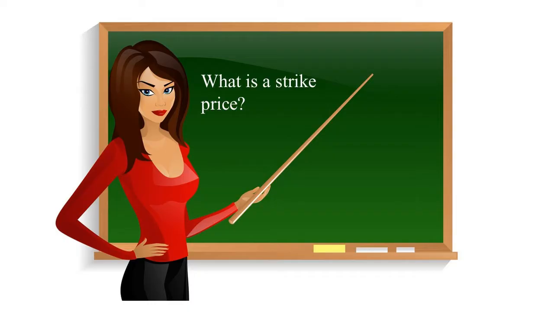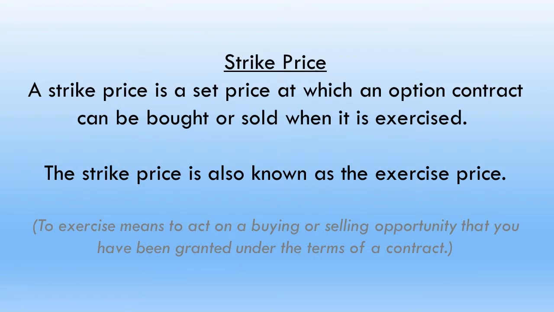Now, what is a strike price? A strike price is a set price at which an option contract can be bought or sold when it is exercised. The strike price is also known as the exercise price. To exercise means to act on a buying or selling opportunity that you have been granted under the terms of a contract.